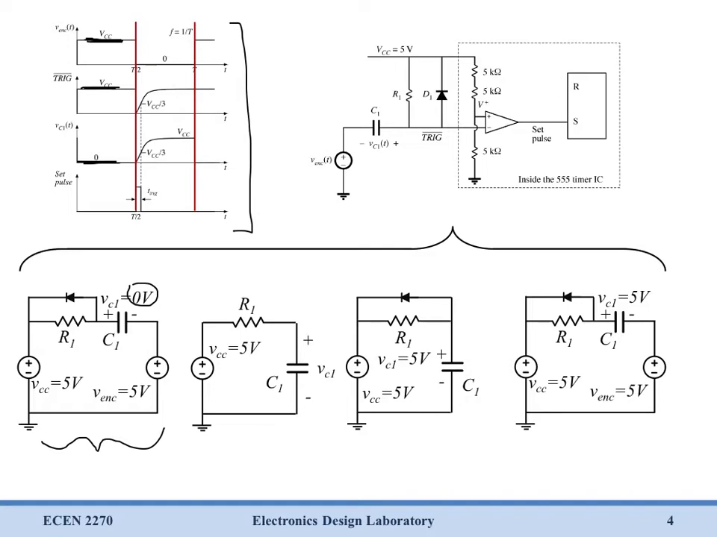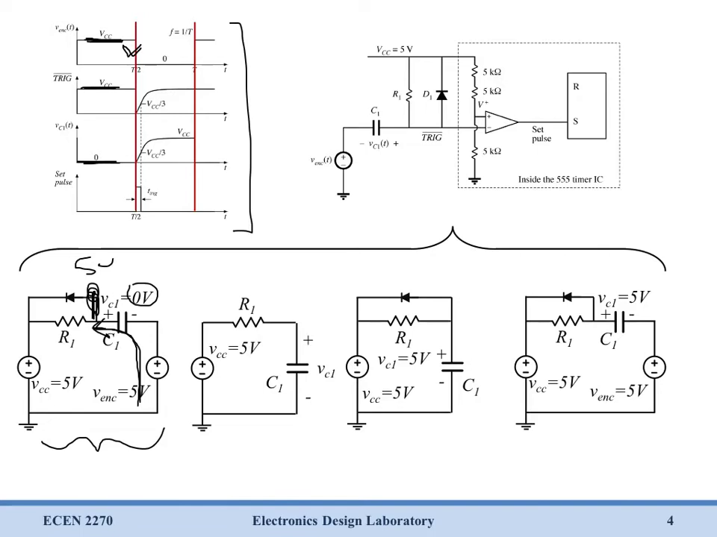Now if we add up the voltages on the right side of the circuit over here, we have 5 volts plus 0 volts. You'll see that this node right here is sitting at 5 volts, meaning we have 0 volts across our resistor. Now our first transition comes when encoder drops low, and you can see that right here. This is the first red line when encoder drops low.